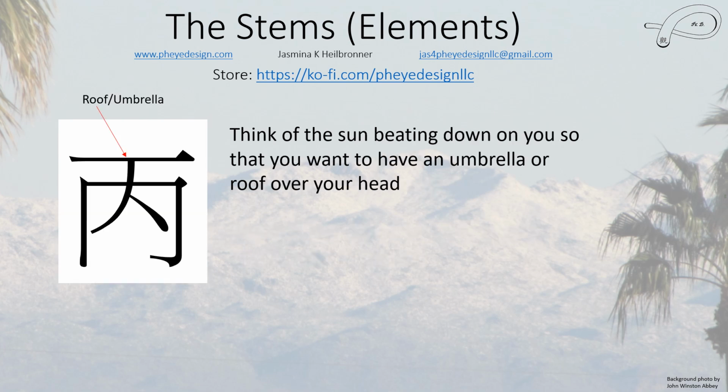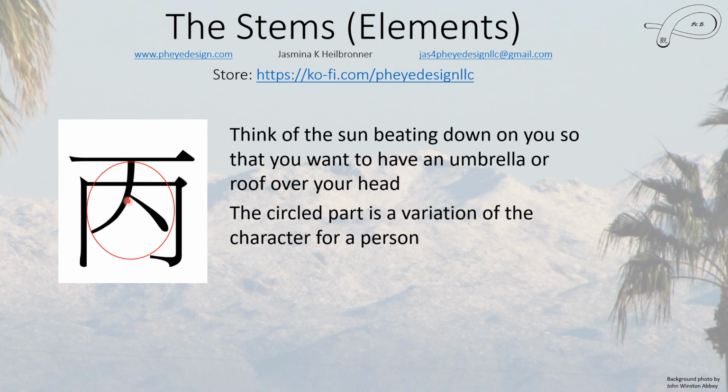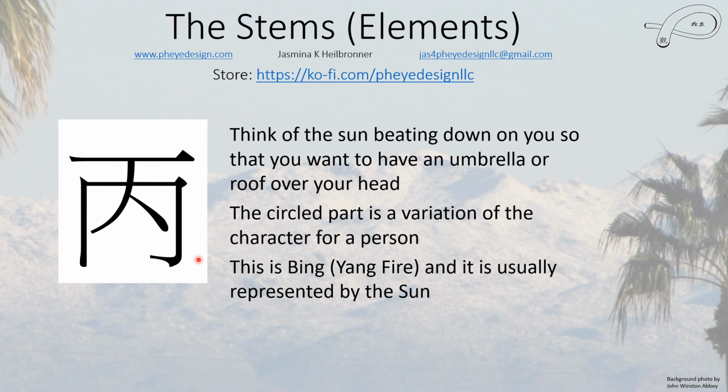Now, if we think about this one, think about this as either a roof or an umbrella, and think of the sun beating down on you. And it's so warm, you want something over your head to keep you a little cooler. Now, this part is a variation, it's not really a character for a person, but it's a variation of it. And it actually looks like somebody walking. That's what it looks like to me. So that's somebody carrying something over their head to shade themselves. This is Bing, Yang fire, and it's usually represented by the sun.